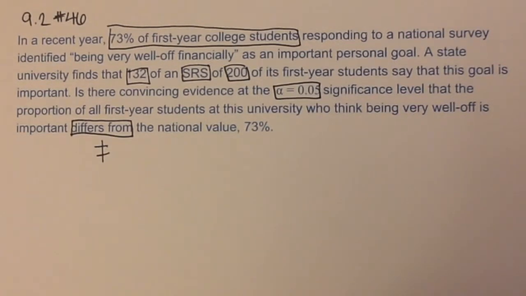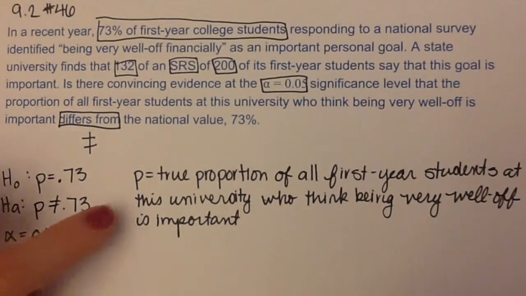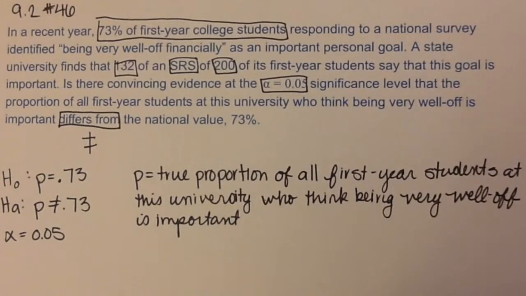So next is to write our hypotheses. Our null hypothesis is going to be that P is equal to 0.73. Our alternative is that P is not equal to 0.73. And I'm going to include in this that my alpha level is set to be 0.05. I know it was written up here, but I want to include it in my response as well, because it's setting the stage for everything. Remember that our P stands for our true proportion of all first-year students at this university who think being very well off is important. We're all set and ready to go.